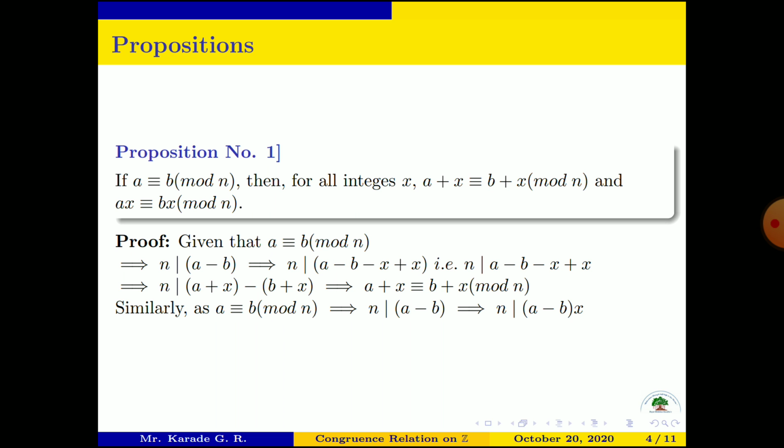Similarly, as a is congruent to b mod n, this implies that n divides the difference a minus b. So n will also divide a scalar multiple or integer multiple of a minus b. Therefore, n will divide ax minus bx. So here n divides the difference ax minus bx. Therefore, ax is congruent to bx mod n.